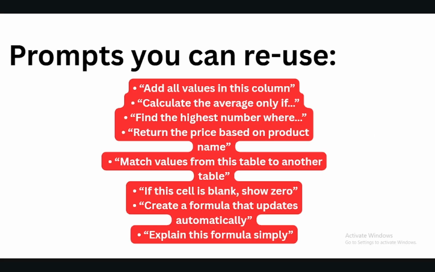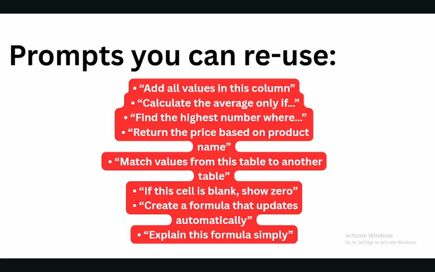I input a prompt list creators can use. So this is a plain English prompt that you can use in the future. So first, add all values in this column. Second, calculate the average only if. Next, find the highest number where. Next, return the price based on product name. Next is going to be match values from this table to another table. Then, if this cell is blank, show 0. And create a formula that updates automatically. And lastly, explain this formula simply. If you can say it, Excel can build it.